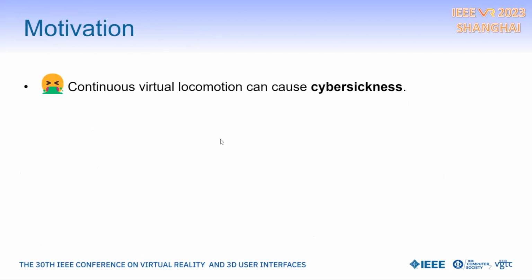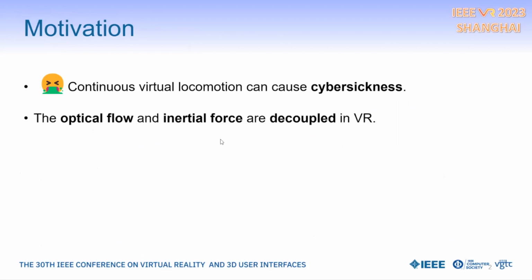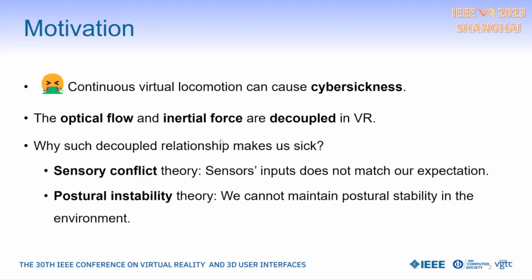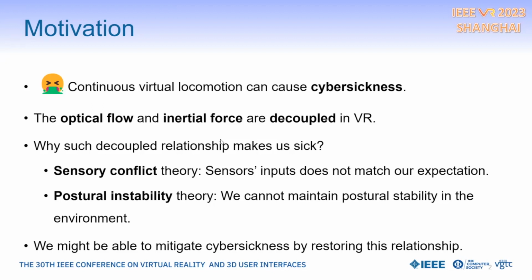We know VR has this undesirable power of making users sick during virtual locomotion. This is because when we navigate in VR, our bodies are not physically moving. As a result, the optical flow we see is not correlated to inertial force changes. Sensory conflict theory and posture instability theory both try to explain why such discrepancies can make people sick. But in any case, we might be able to mitigate cybersickness by restoring the relationship between optical flow and inertial force.